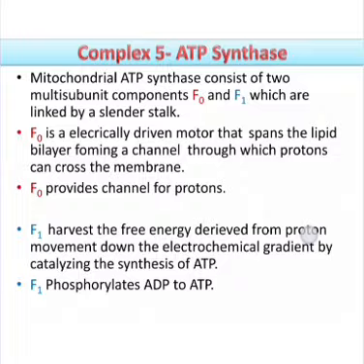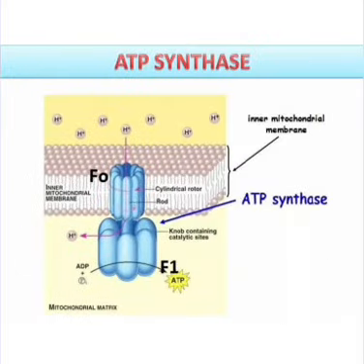Complex 5, that is ATP synthase. Mitochondrial ATP synthase consists of two multi-subunit components, F0 and F1, which are linked by a slender stalk. F0 is an electrically driven motor that spans the lipid bilayer, forming a channel through which protons can cross the membrane. F0 provides channels for protons. F1 harvests the free energy derived from proton movement down the electrochemical gradient by catalyzing the synthesis of ATP. F1 phosphorylates ADP to ATP. This is the ATP synthase.